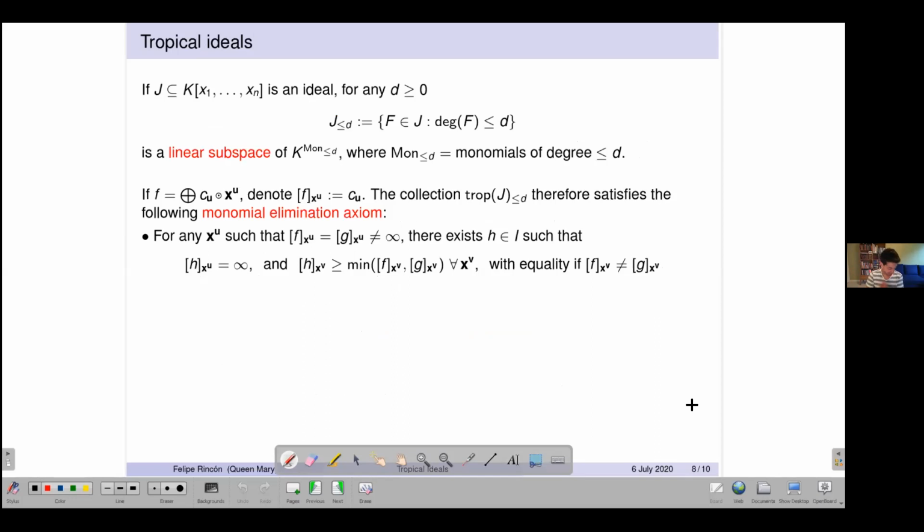And maybe this is almost my last slide. But this is the key slide. This is the one with the definition.